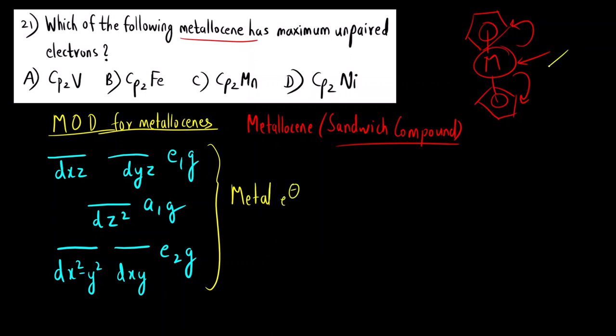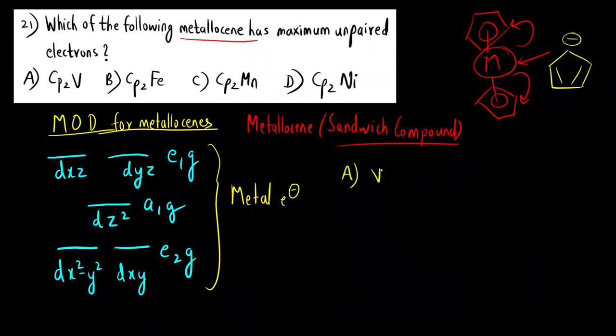In all the cases, what is the structure of Cp? Cp is this, cyclopentadienyl ring. This is negative. So in all the cases, what is going to be the oxidation state? X minus 2 is equal to 0, X will be plus 2. So we have to write the electronic configuration for all the plus 2 metals.